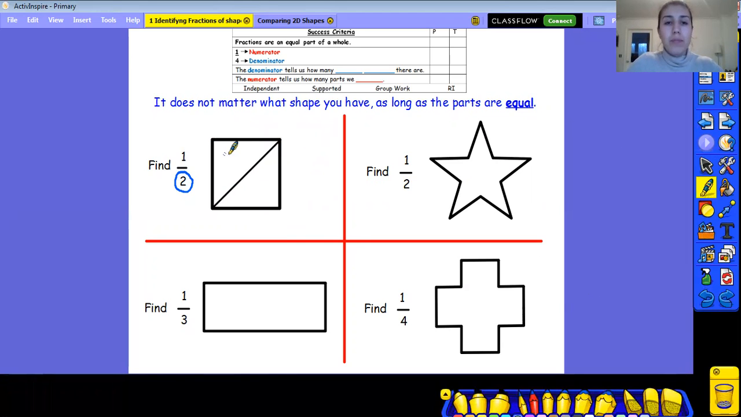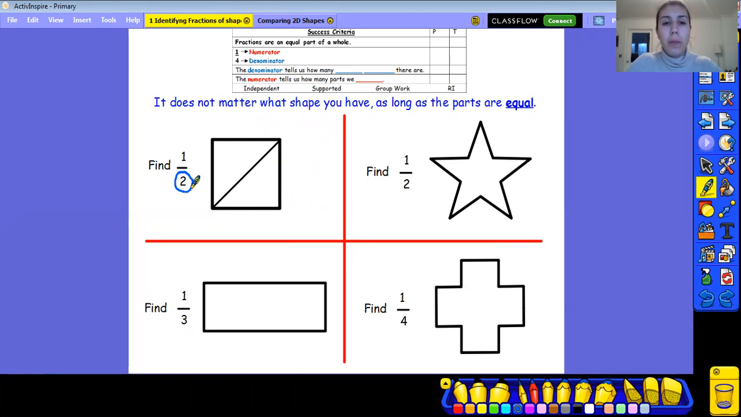So now that I have split my whole into 2 equal parts, now I need to look at my numerator. My numerator shows me 1, so that means I have 1 of these parts. So I'm going to show that I have 1 of them by shading it in like this. Hopefully you'll do a much nicer job of your shading than me. There you go. 1 of these parts is shaded. So I've got 1/2 of this shape.